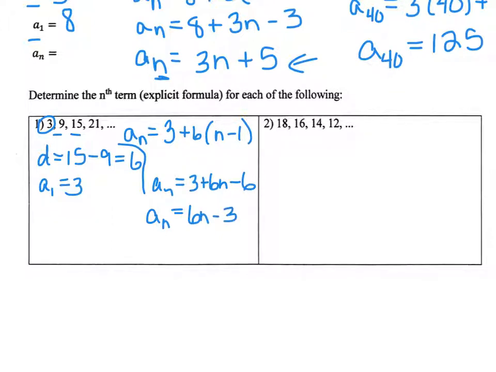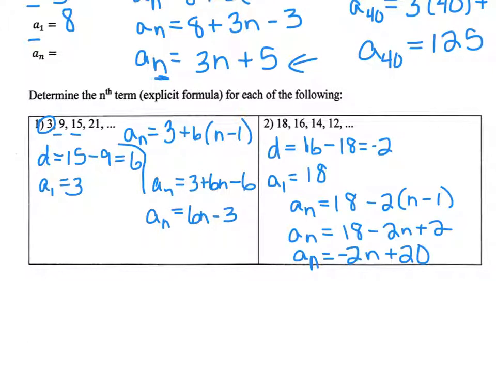Using that, I can find any term that I'd like. Try number 2 on your own. See if you can figure that out. Here's what I got. Please note that the common difference here is negative because this is going down. Since we're going down, the common difference is adding a negative 2. So 16 minus 18 is negative 2. We have 18 as the first term. Do all the math: negative 2n plus 20.